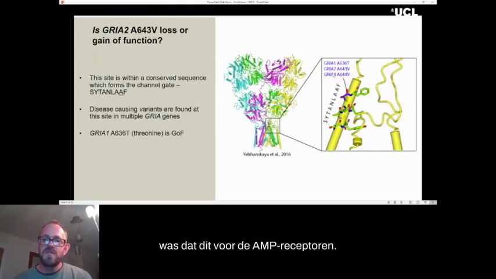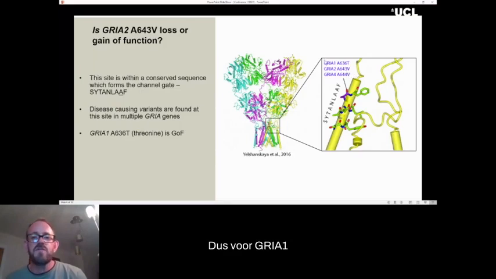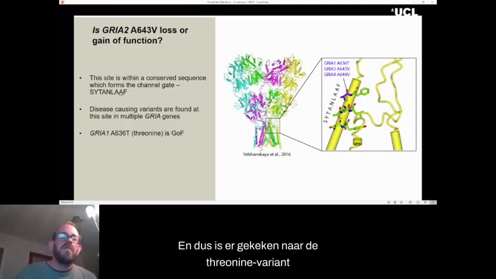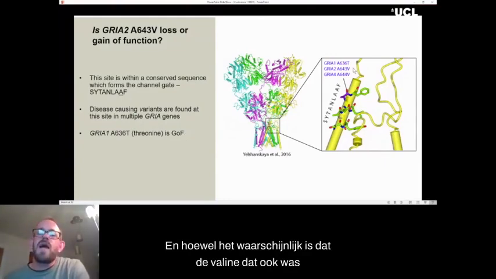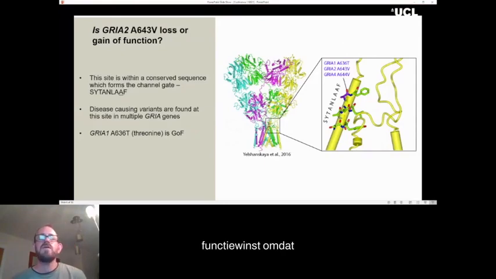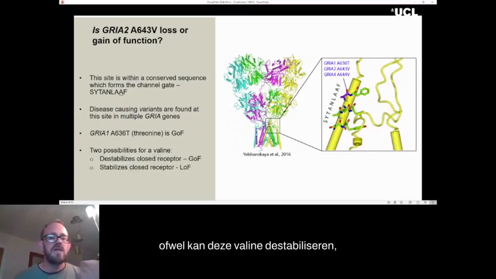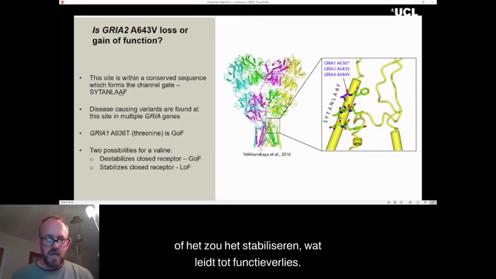Another reason we could be convinced that it was likely to be disease causing was that for the AMPA receptors there have actually been a few other variants identified at this exact site. For GRIA-1, a threonine was found at this site, and for GRIA-4 also a valine. The threonine variant has been looked at at length and is known to be gain of function. While it's likely that the valine was also gain of function because they're similar amino acids, the same size and shape, even though their chemistry is subtly different, there were 2 main options. Either this valine could destabilize the closed receptor, causing gain of function, or it could stabilize it, leading to loss of function.